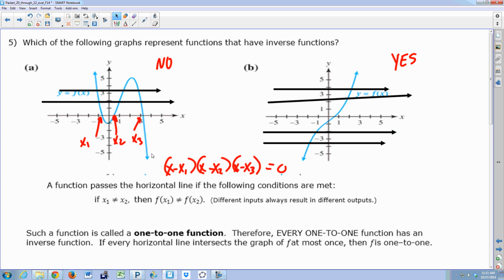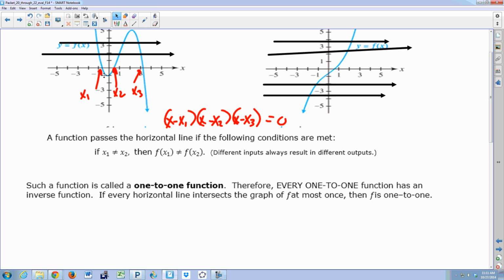All right, so another way to say this whole thing we've been doing is if you have 2 different inputs, you must get 2 different outputs in order for a function to pass the horizontal line test. And another name we give all of this is that if a function passes the horizontal line test, we say the function is 1-to-1. And therefore, every 1-to-1 function has an inverse. Okay. Yep, Anna?